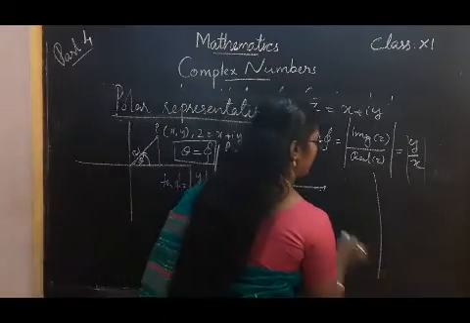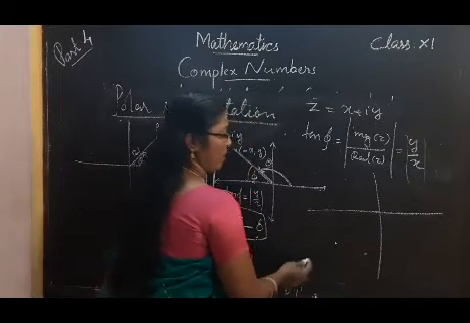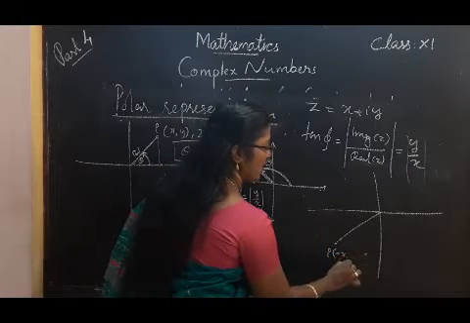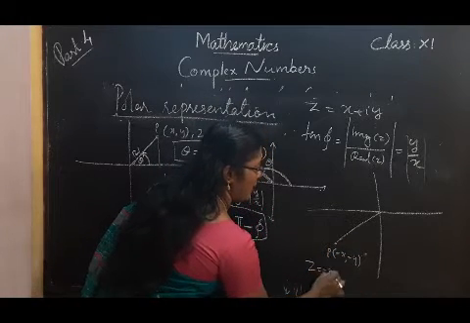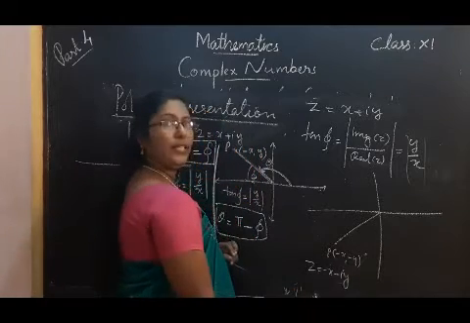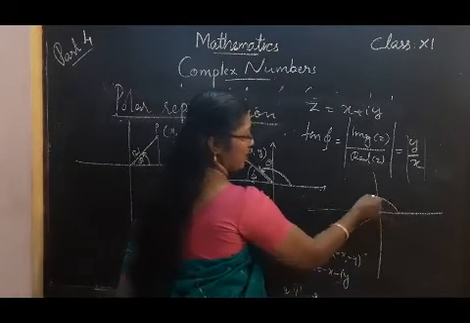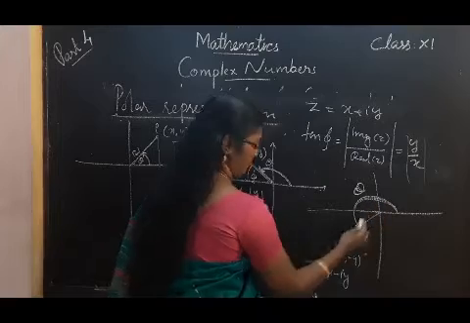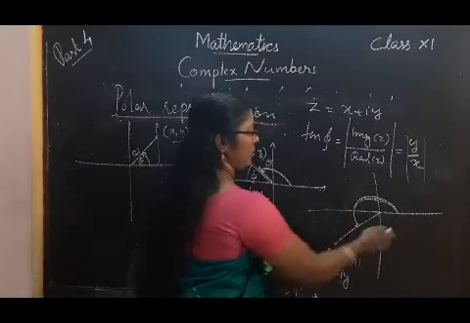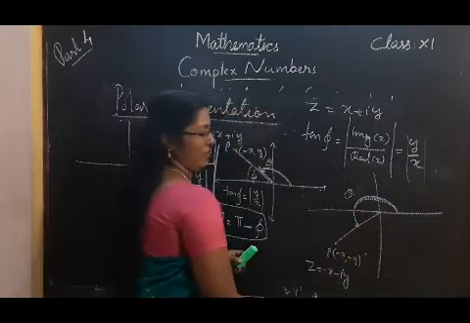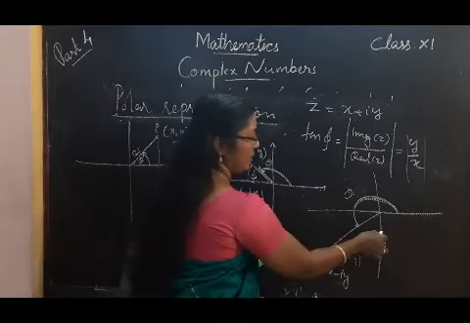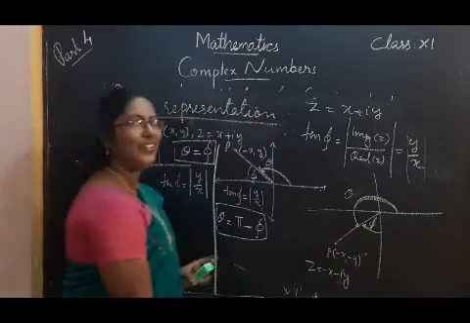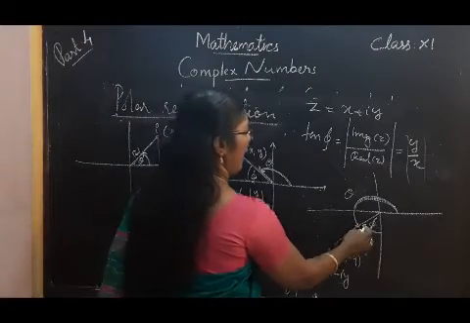Then in the third quadrant, if the complex number is in the third quadrant, this is the point P. Both are negative, so minus x minus iy in the polar form. Here the angle is up to this theta. This is also an obtuse angle. But for the acute angle, take this as phi. Theta and this phi.